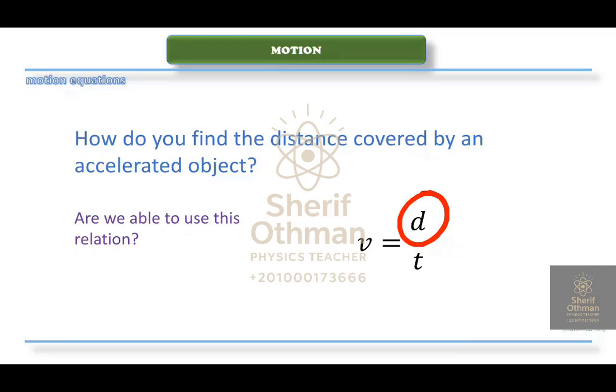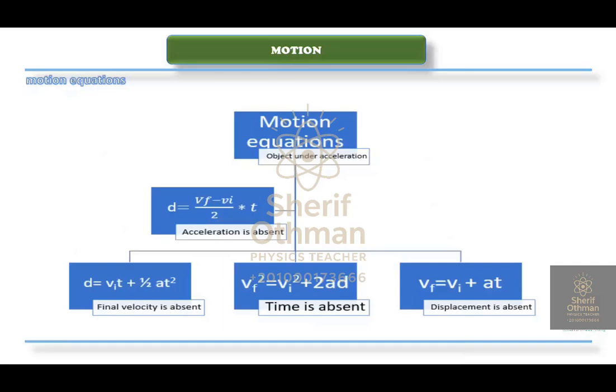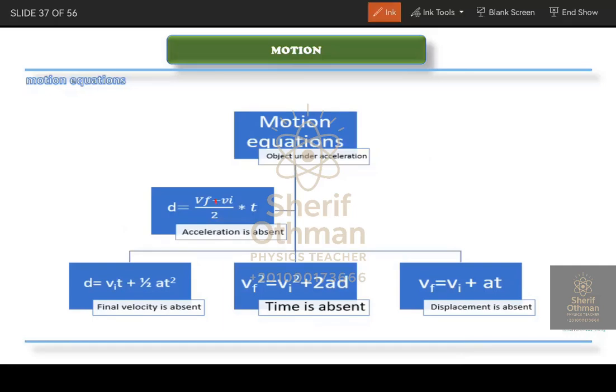For that, we have different motion equations. We have 4 motion equations, guys. The first one: d equals v final plus v initial over 2, multiplied by time. Here the acceleration is absent. The second one is d equals v initial t plus half a t squared. Here final velocity is absent. The third one, v final squared equals v initial squared plus 2ad. Here the time is absent. While v final equals v initial plus at, here the displacement is absent.